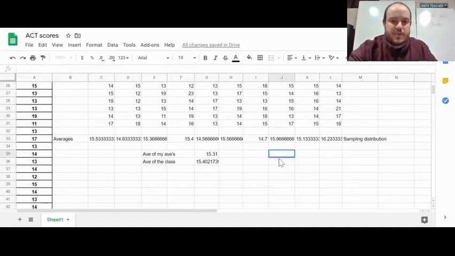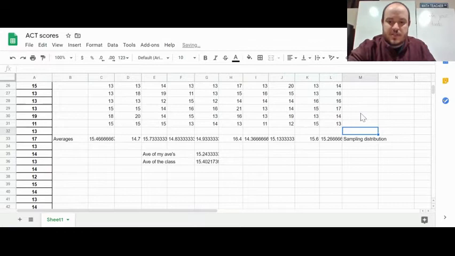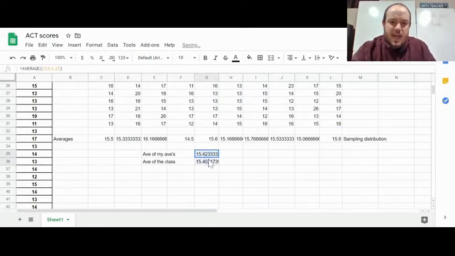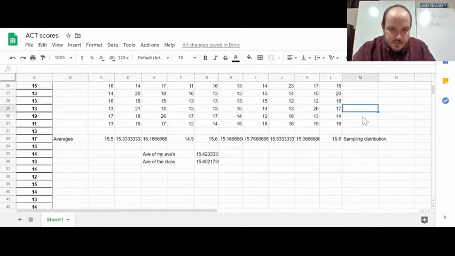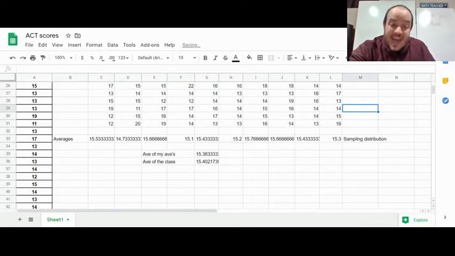But you can notice every time I hit enter, it's giving me new groups every time. But look at these numbers and how close they are every time. Every time, this sampling distribution has an average that's almost exactly the same as the real average.